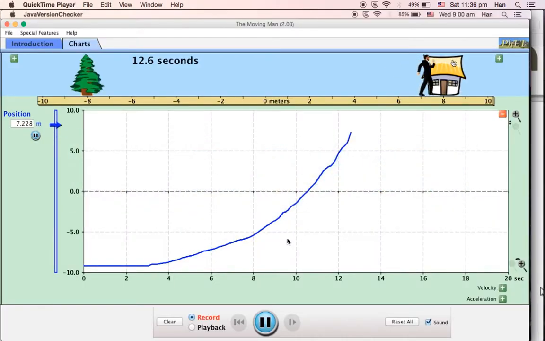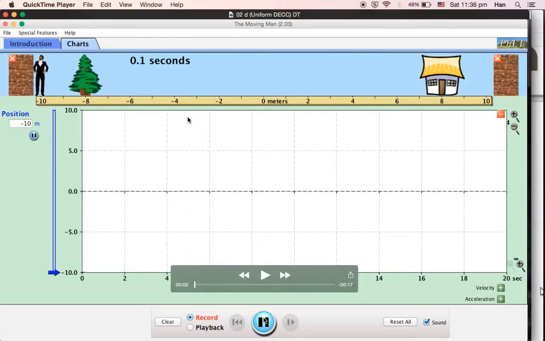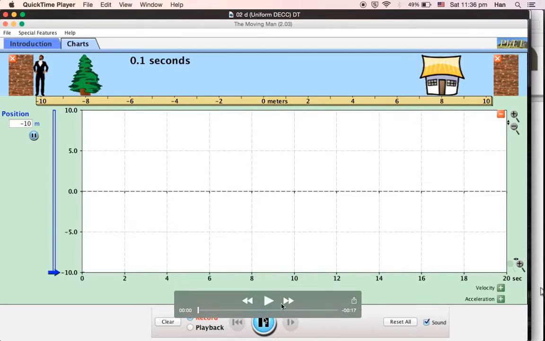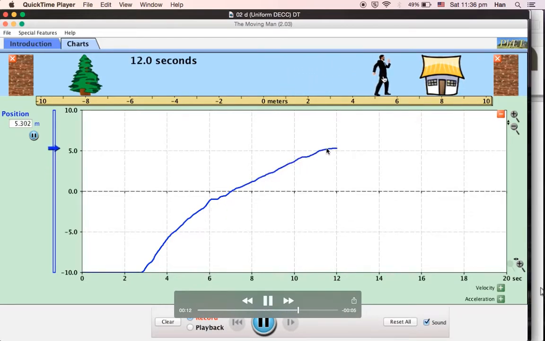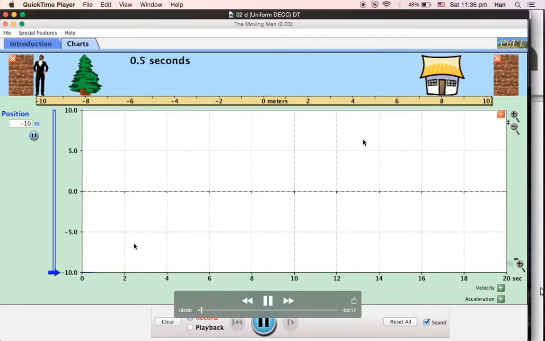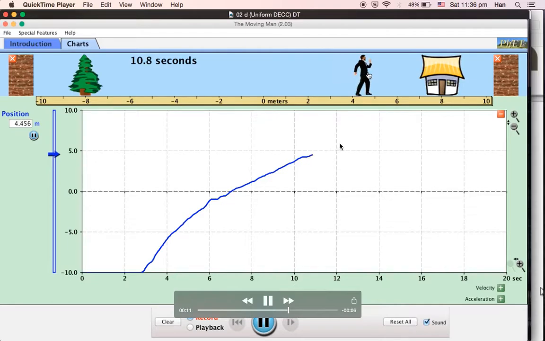The last simulation I wanted to show you is this. Hope you can guess by now. We have at rest, uniform speed, increasing speed, and now we started off moving pretty fast, then moving slower and slower and slower. As the man moves slower and slower, what do you notice about the graph? Very fast at the start, so a steep gradient. Not so steep now, it's getting more and more gentle until it stops moving.